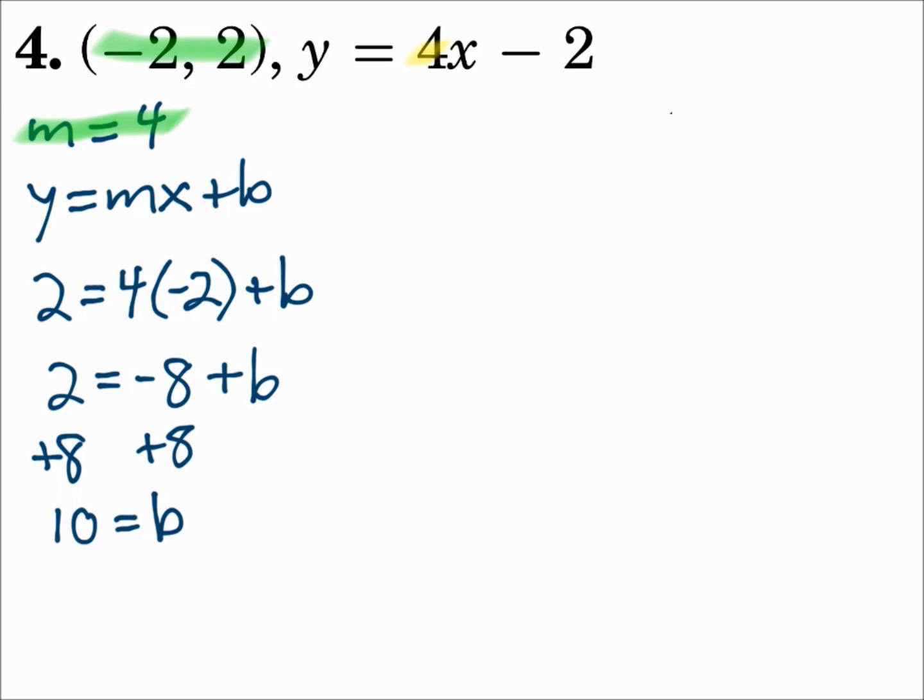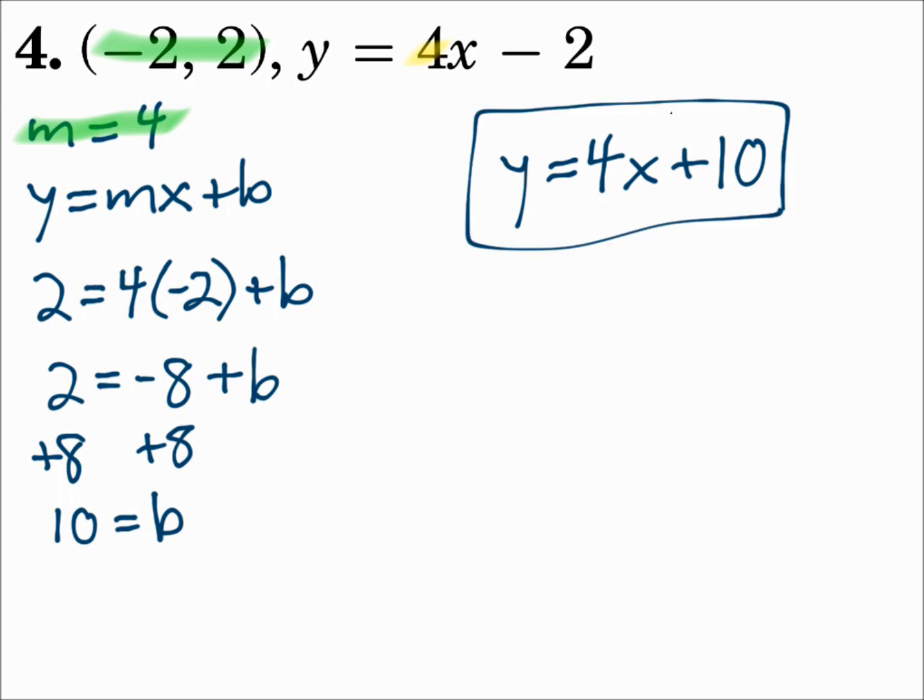The slope is 4, the y-intercept is 10. Y equals 4x plus 10. Notice the 4x is the same as the 4x of the line it's parallel to. The 4's are the same. The slopes are always the same in parallel lines. It has a different y-intercept. The b was 10.